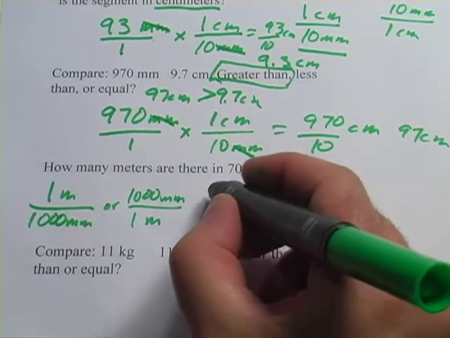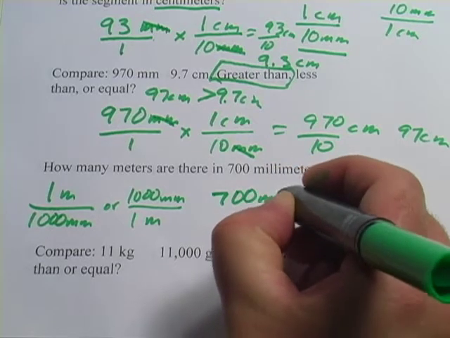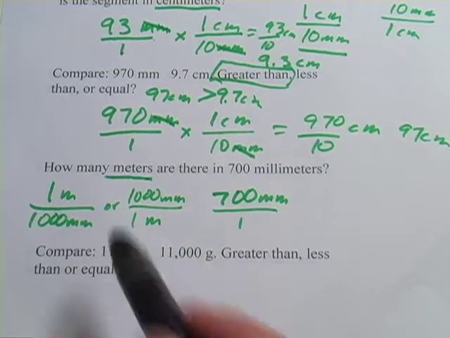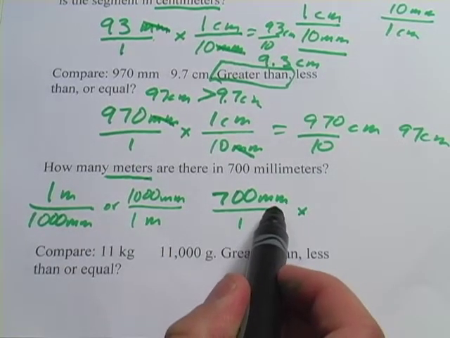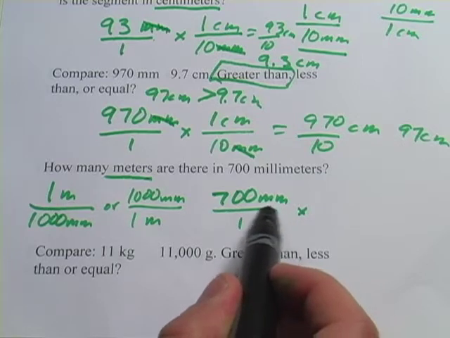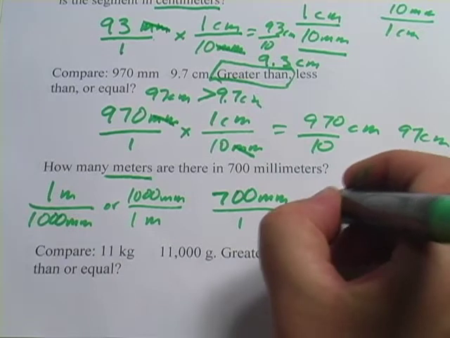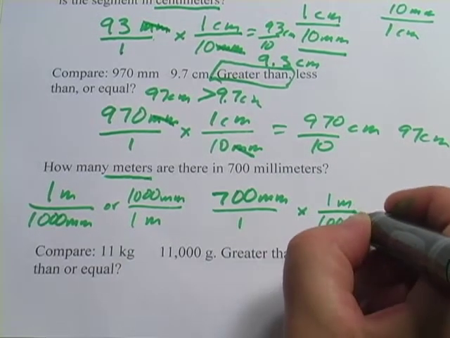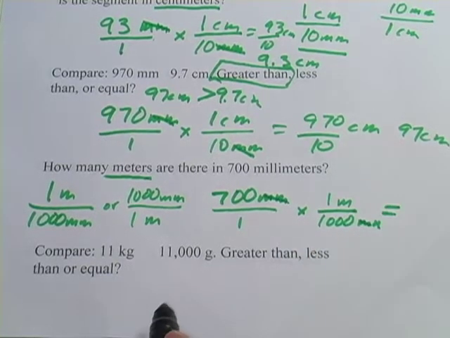Now let's set up our problem. We start with 700 millimeters. I'm going to write that as a fraction. We want to end up in meters because they're asking how many meters. So when I multiply this, what I want to do is make sure in my conversion factor millimeters are on the bottom because they're on the top here. So I would pick this one. That would be 1 meter and 1,000 millimeters on the bottom. Units would cancel out, and now I do my multiplication.